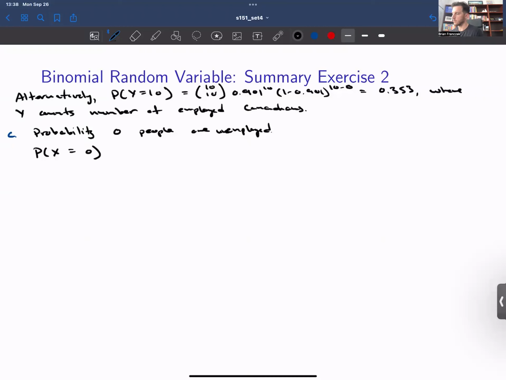Sorry if there was a little bit of a cutout there. So the probability 0 people are unemployed. If X counts the number of unemployed people, this is the probability X equals 0. So we're actually asking the same thing as what is the probability that all 10 are employed? So we have X equal to 0, then 10 choose 0, times 0.099 to the 0, times 1 minus 0.099 to the 10. And that again gives us 0.353. So we could say the probability that 0 people are unemployed is 35.3%.